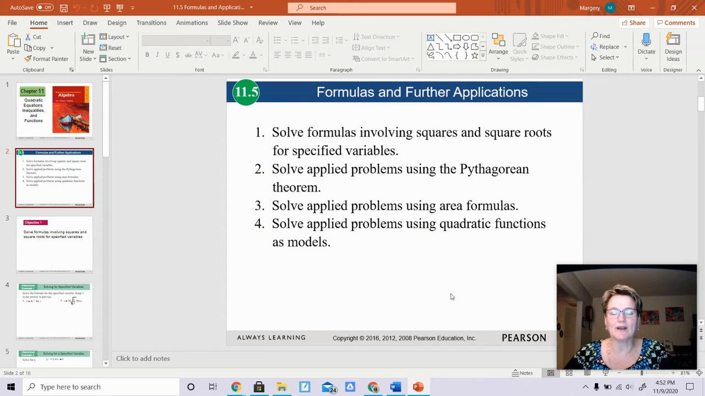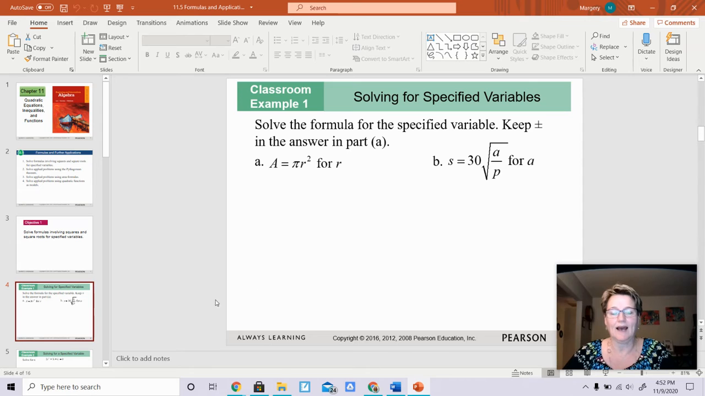Hi, today we're going to work on 11.5 formulas and further applications. Today's problems are we're going to be solving for specific variables. On example 1a, we have area equals pi r squared. It's the area of a circle. So what they want you to do is solve for r.